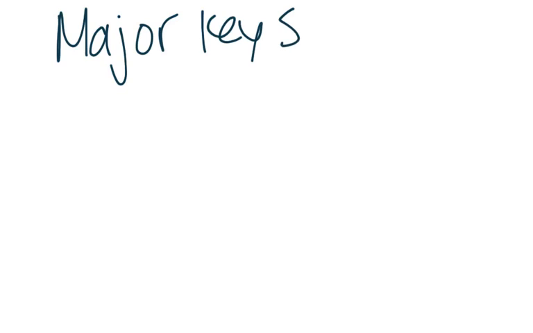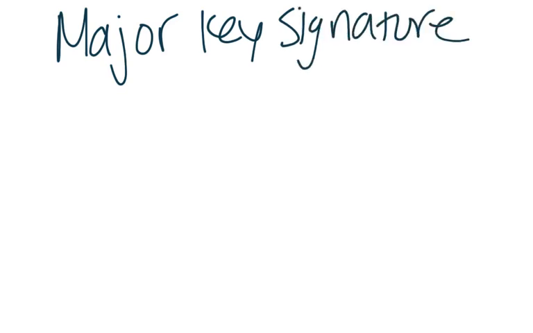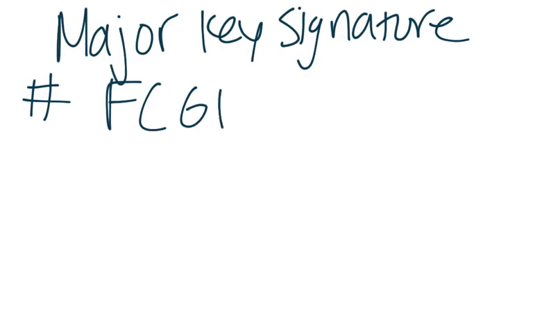To find the major key signature, there are two different rules. The rule for keys that have sharps in it is to count the amount of sharps, match them up with the name of the sharps, go to the last sharp in the key signature, and then go to the next note in the alphabet.